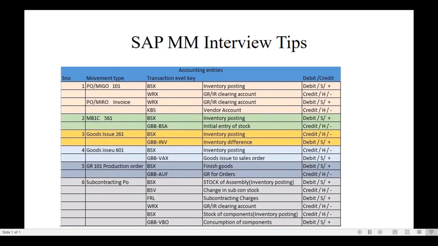Consumption is nothing but whenever we give the child material to the vendor, that child material is consumed and then they will send the parent material. So 543 is the consumption stock. These are all very important and mandatory interview questions from the SAP MM entry point of view.